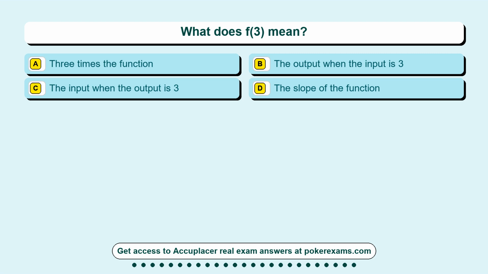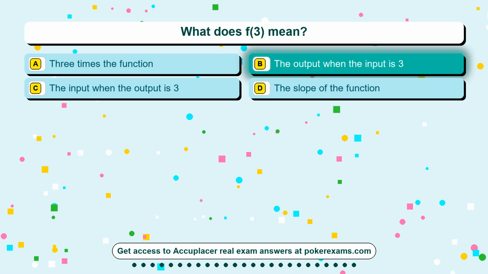Question 1. What does f(3) mean? Option A, 3 times the function. Option B, the output when the input is 3. Option C, the input when the output is 3. Option D, the slope of the function. The correct answer is option B, the output when the input is 3.